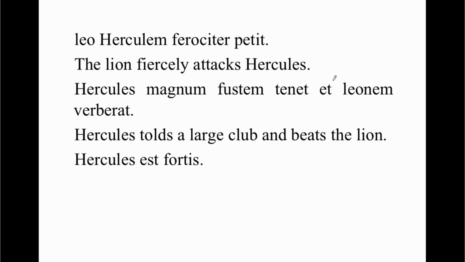Okay, so notice, our sentences are very slowly starting to get more complicated. We've got the word et, it just means and, but in this sentence, look at this, we've got the direct object, but the direct object here has an adjective describing it, okay? It's not just a fustem, it's not just a club, it's a magnum fustem, a large club. And then we've got another verb and another object, leonem verberat.